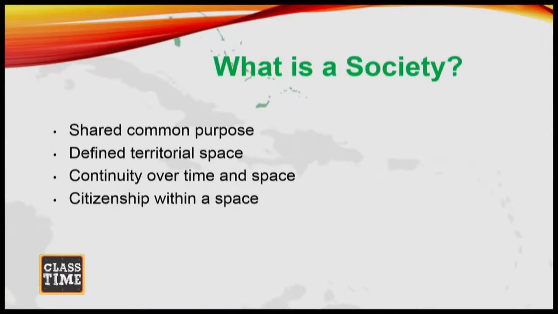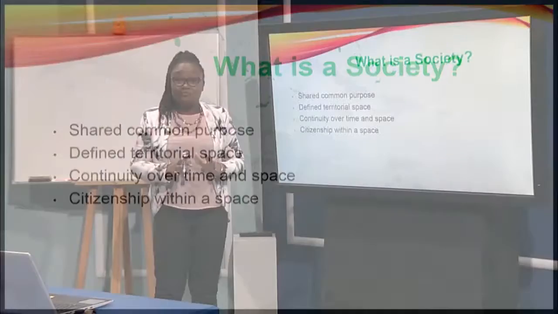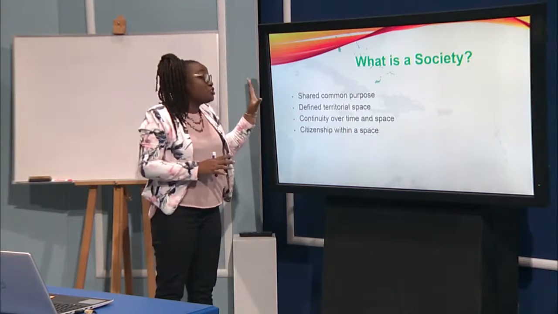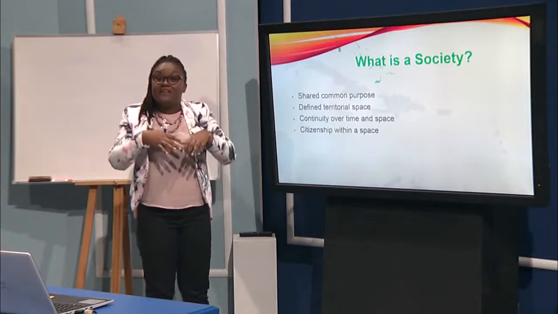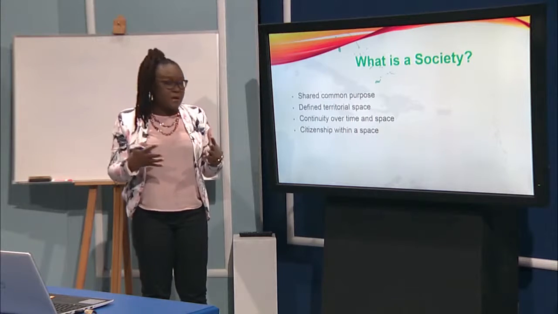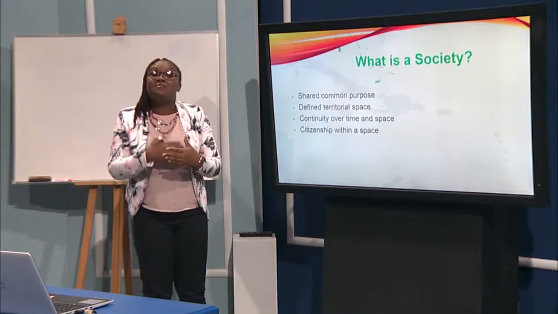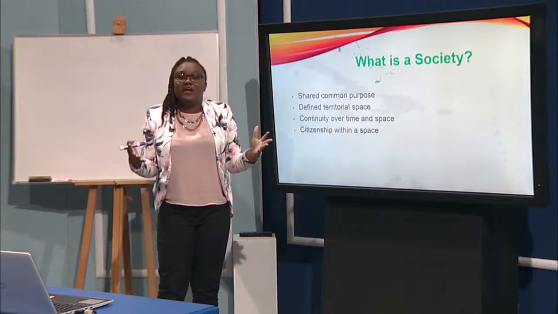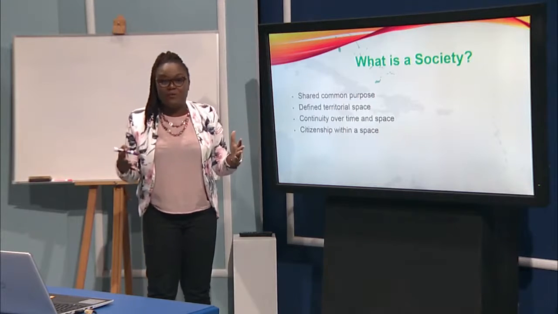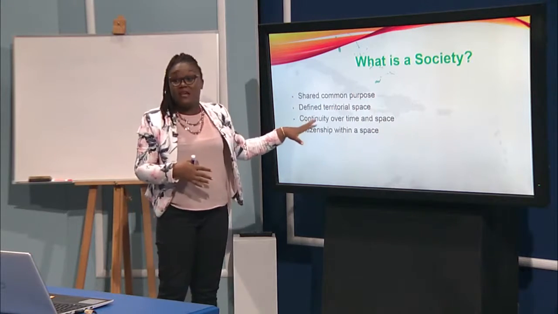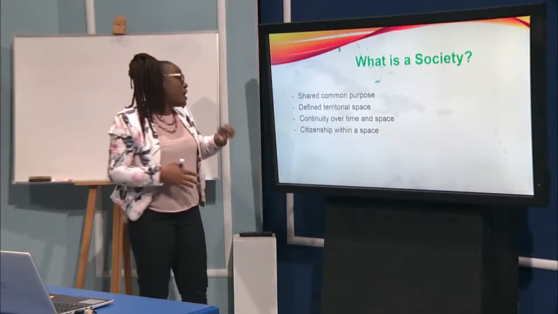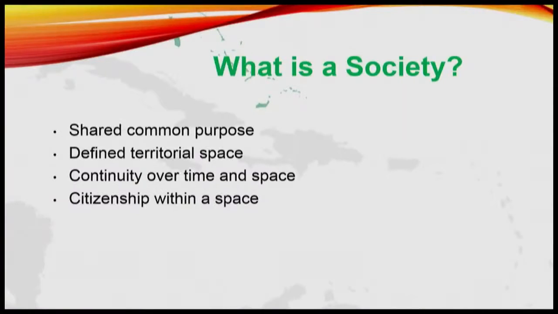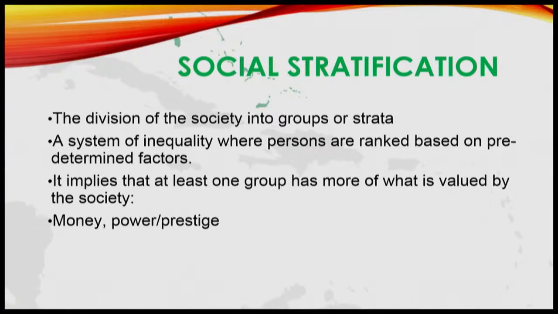So let us remind ourselves, first of all, what is a society? These are the factors that make up a society. A group of people who have a shared common purpose, who live within a defined territorial space, geographical space. There is continuity over time and space, and there is citizenship within this space. Less than that, we don't have a society. You may have nomadic groups of people who move around, but unless you have all of these elements, we don't actually have a society. So first we have to know what a society is in order to understand how the society is then stratified.